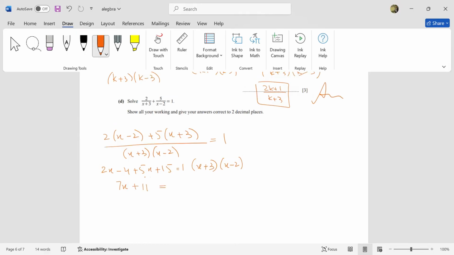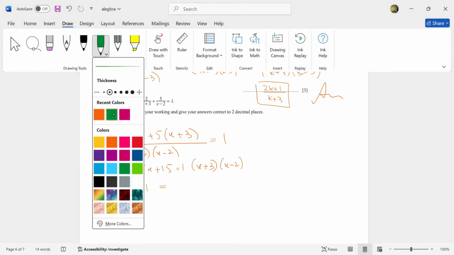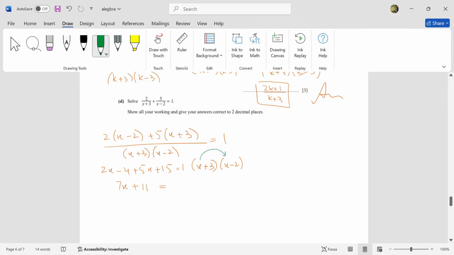Now, remember, I showed you the multiplication pattern. We are going to follow the same pattern. X will multiply with x to give you x squared. Now this x will multiply with this minus 2x. This goes here plus 3x. This goes here minus 6.